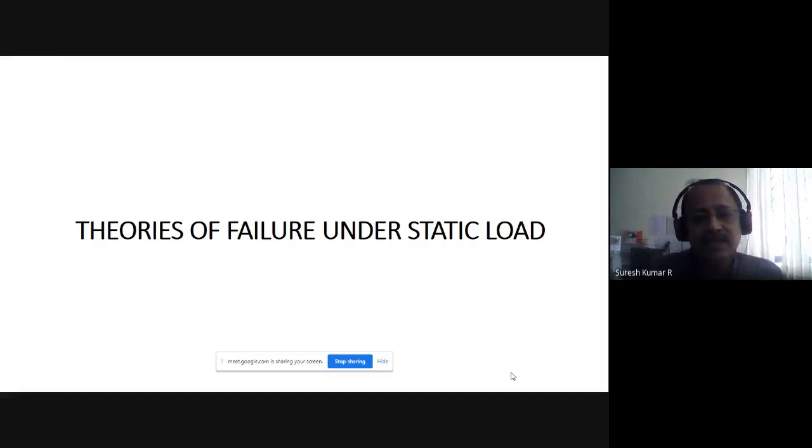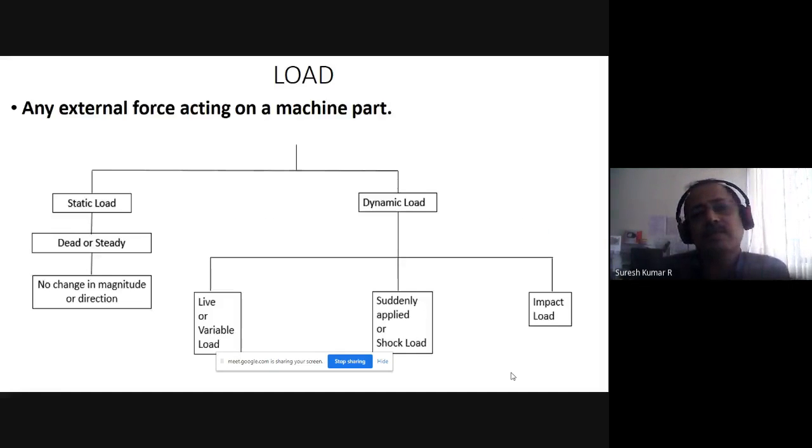As we said, for static loading, any external force acting on a machine component is called a load. These loads fall under two categories: static load and dynamic load. Static load is a load which is dead or steady, that means there is no change in magnitude or direction, whereas with dynamic loads, the magnitude or direction will change.